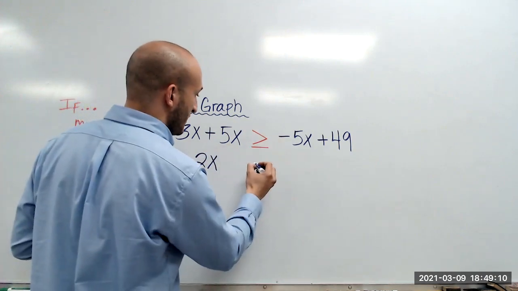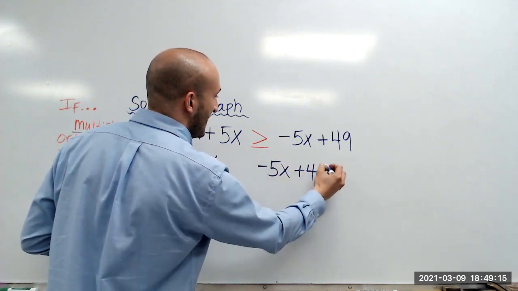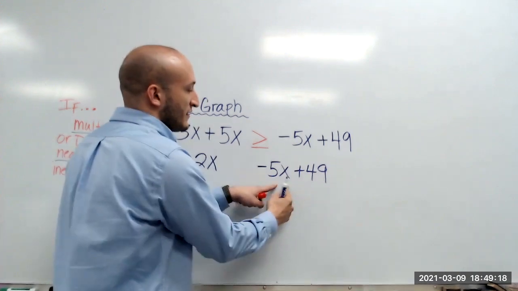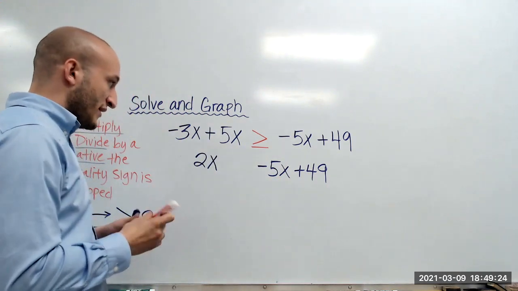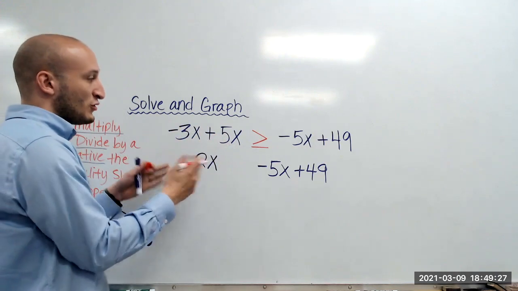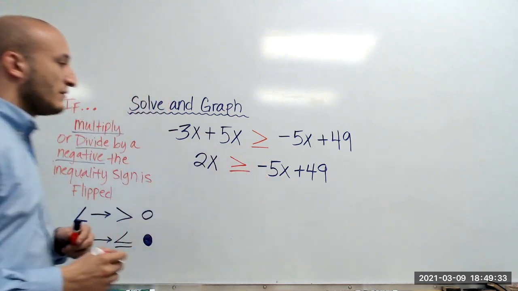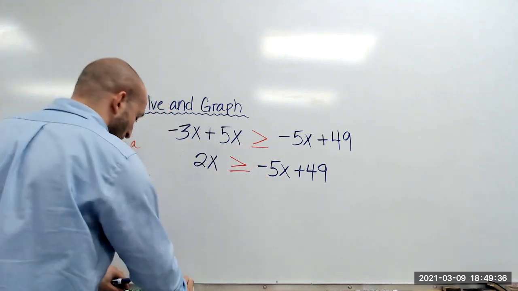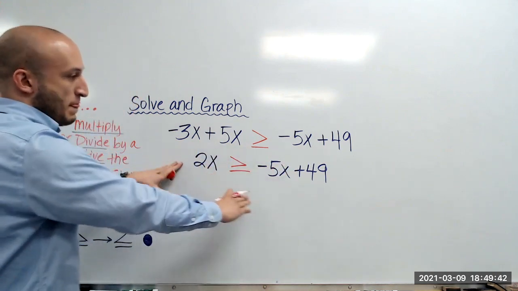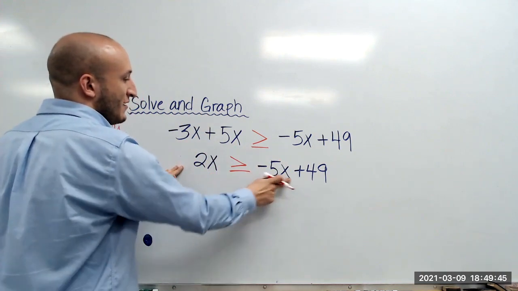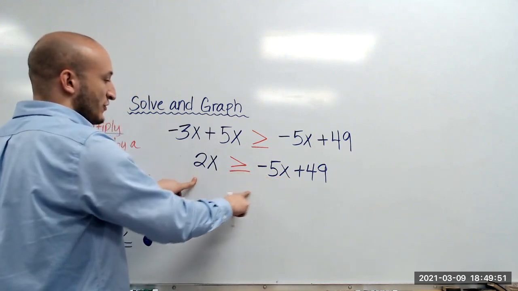Then I have my inequality sign, and I still have a negative 5x on this side plus 49. I can't add these two because this one has an x, but this one doesn't. So they're not like terms. In my inequality, since I didn't divide or multiply by a negative, my sign stays the same. And here, once I got it here on my second row, I have a number with an x. I also have a number with an x. These two are like terms. I'm going to join them.